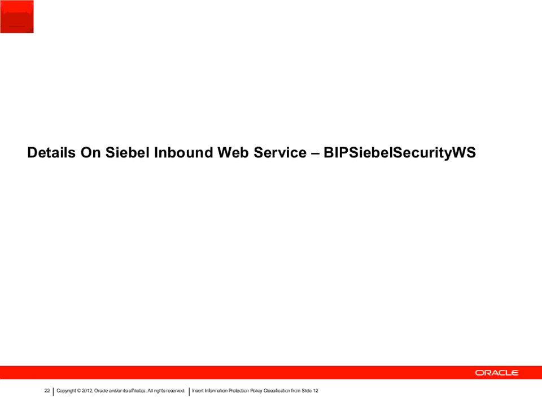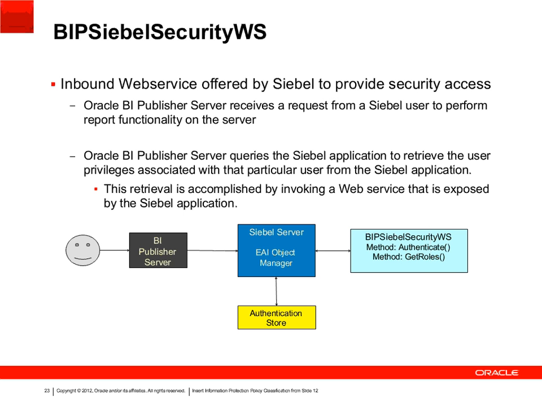Now, let's learn a bit about the very important Siebel inbound web service. Normally, it's responsible for the authentication. The Siebel inbound web service, which is BIPSiebelSecurityWS, where WS stands for web service, is a special web service to validate the user and get the proper roles for a particular user.